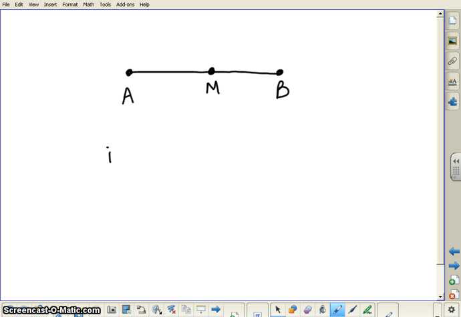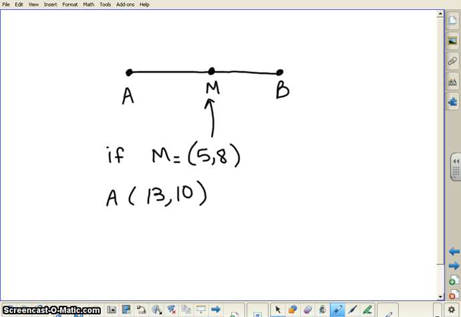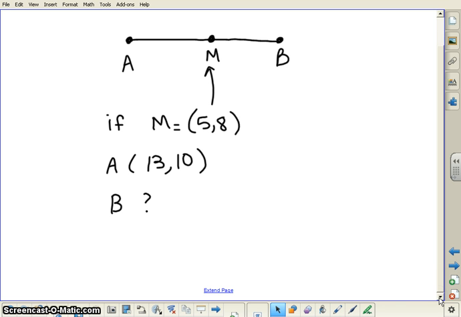Okay, so if the midpoint is at (5, 8), so that's the point (5, 8), and then let's say point A is at the point (13, 10). How will I find point B? Okay, this is just another way to look at midpoint. We're going to work with the formula. So let's write it down. (x plus x) divided by 2, comma, (y plus y) divided by 2.